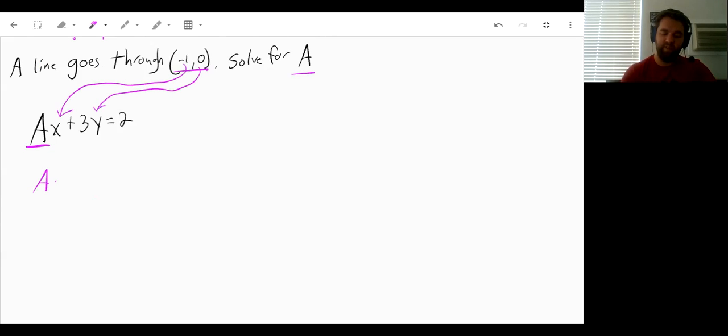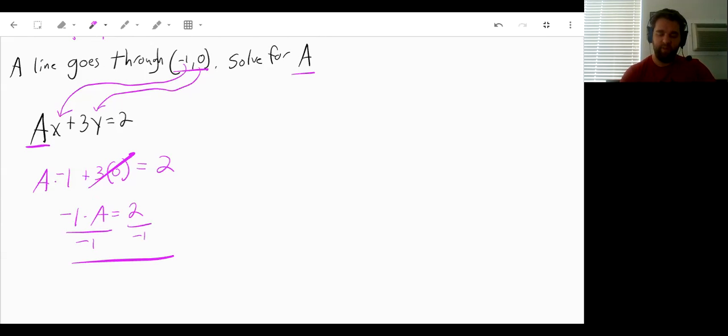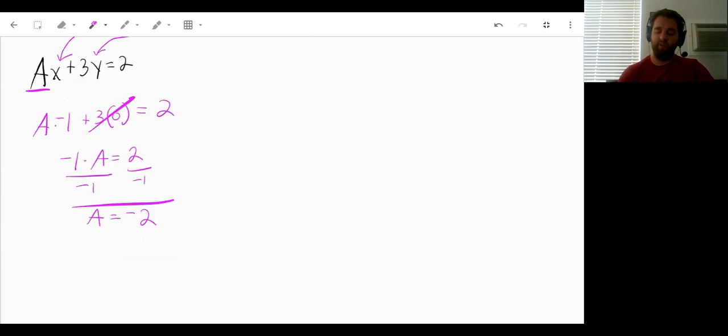So we'll have a times -1 plus 3 times 0 equals 2. Well, 3 times 0, that's 0, so that cancels out because we add 0, and if we add 0, nothing changes. So what's left then is -1 times a equals 2. We can now divide both sides by -1, and we'll be left with a equals -2. It didn't ask us to rewrite our equation, it just asked us to solve for a, which we've now done. So that's all there is to it.